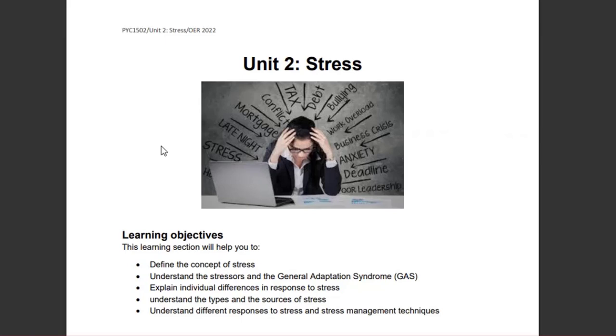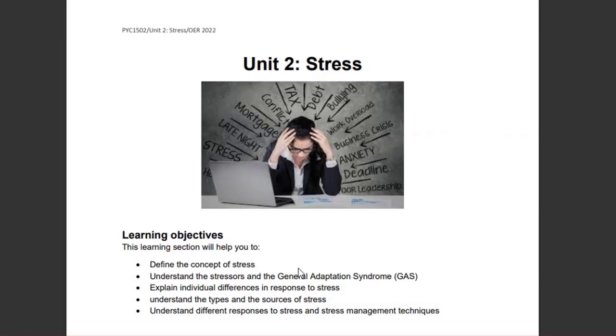So for now, we only focus on your study unit. The study unit has all the information that you need in order for you to master the content and pass the exam. So learning objectives. This learning session will help you to define the concept stress, meaning you cannot go on studying without understanding the concept of stress, understanding the stressor, also understanding the general adaptation syndrome.